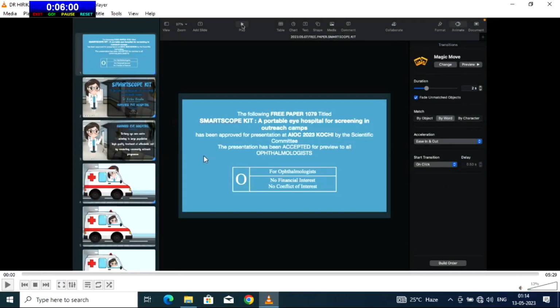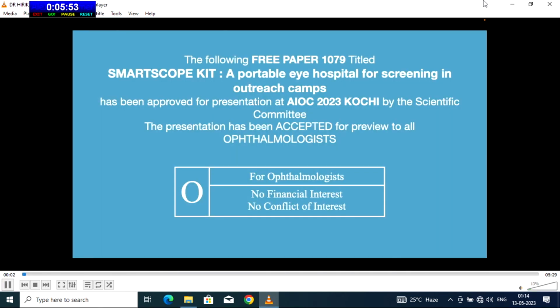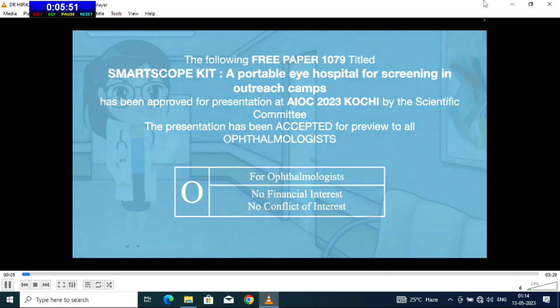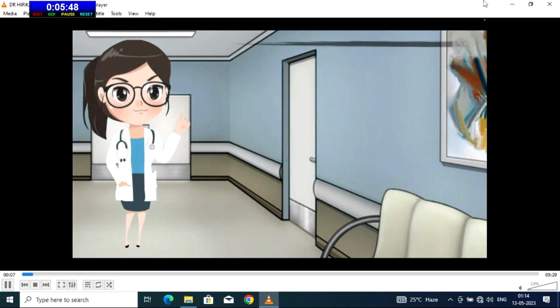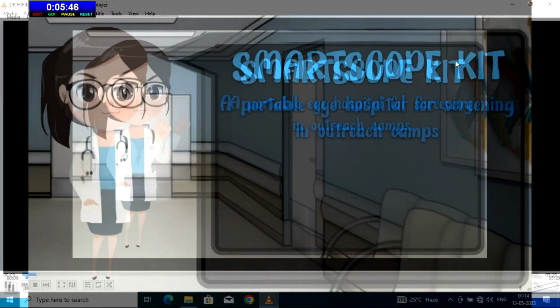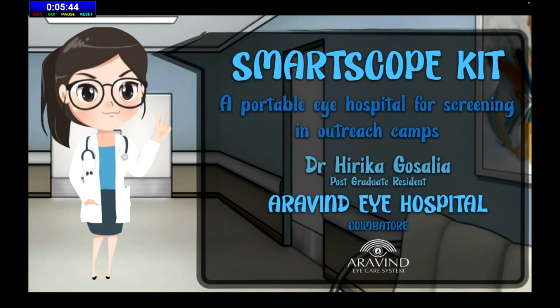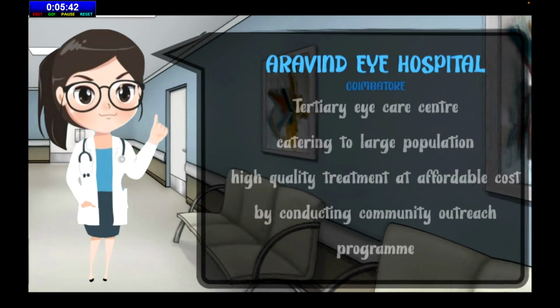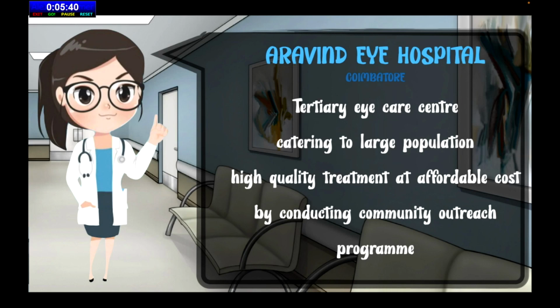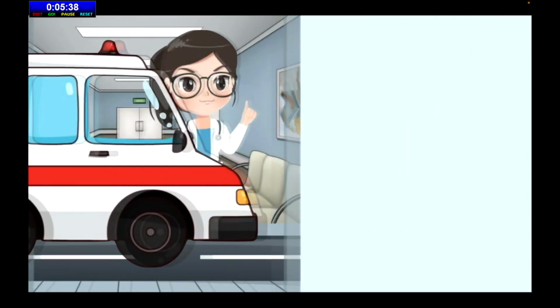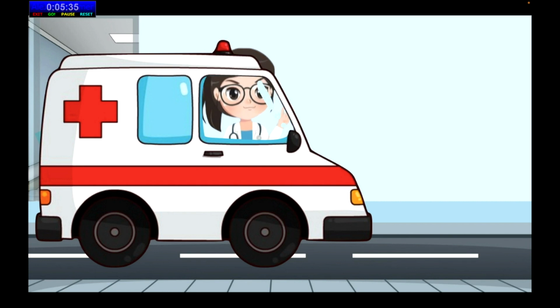Yeah, so good afternoon, everyone. I have no conflicts of interest, no financial interest. Today I'll be speaking about SmartScope Kit, which is a portable eye hospital for screening in outreach programs. I'm Dr. Hirika Gosalia, a postgraduate resident at Arvind Eye Hospital. It's a tertiary eye care center catering to a large population with high quality treatment at affordable rates.